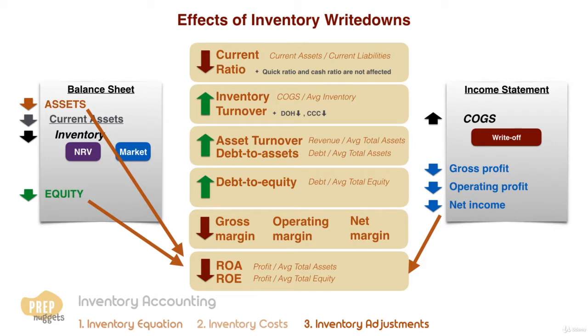For periods subsequent to a write-down of inventory, cost of goods sold may be decreased by lower inventory carrying values. This means that profits may increase in subsequent periods. Together with the decreases in assets and equity from the prior period write-down, this increase in net income will increase reported ROA and ROE in subsequent periods.